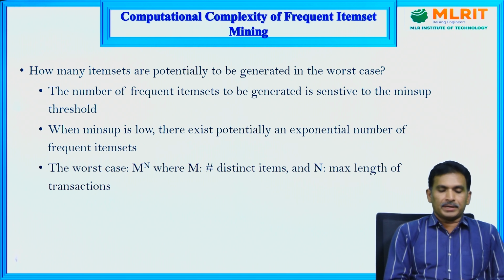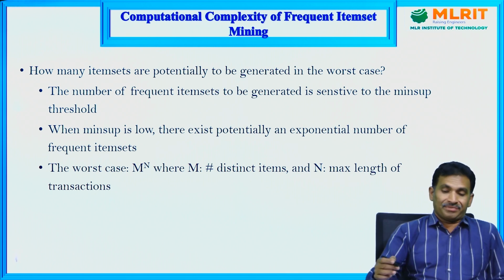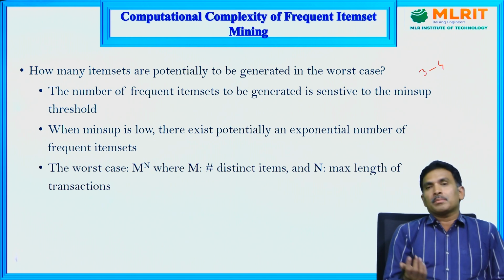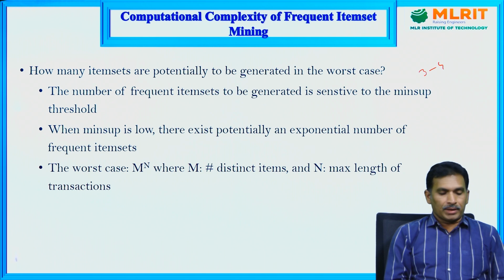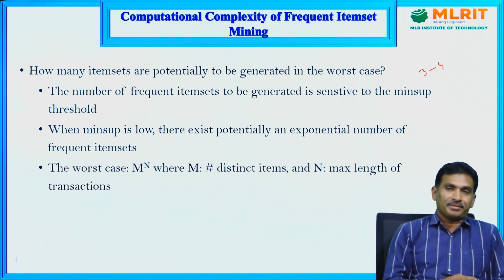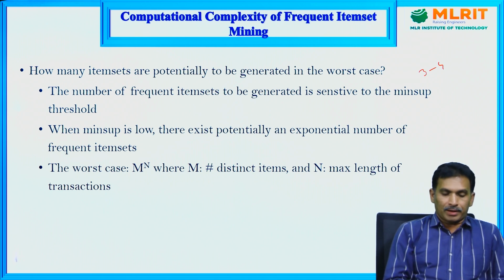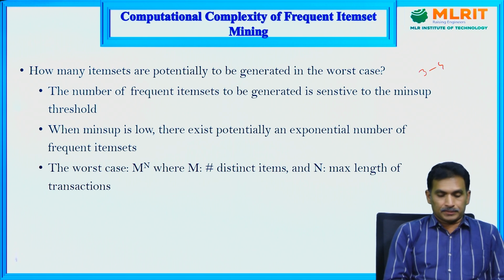The number of frequent item sets to be generated is sensitive to the minimum support threshold. Even if you shift the minimum support threshold value from 3 to 4, there will be many item sets qualified as frequent item sets. So when the minimum support is low, there exists a potentially exponential number of frequent item sets.